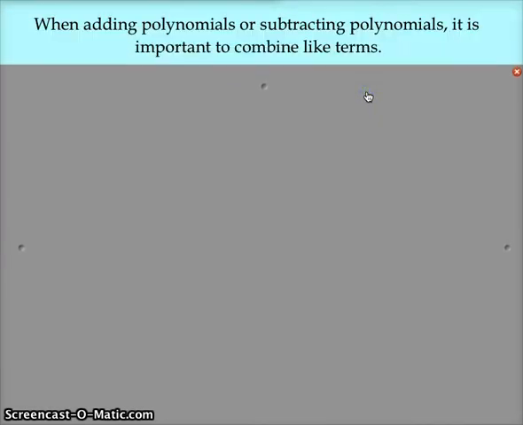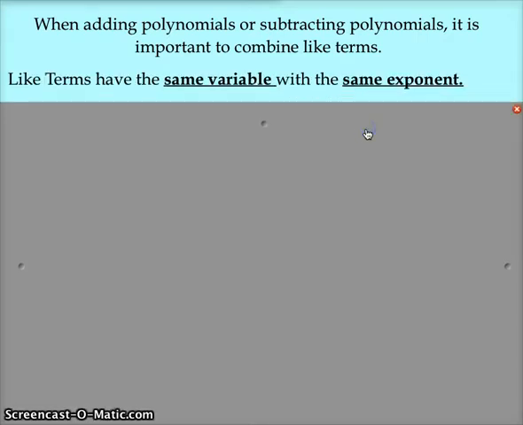Today we will talk about adding and subtracting polynomials. There are a few tips to keep in mind when doing so. When adding or subtracting polynomials, it's important to combine like terms. Remember, like terms have to have exactly the same variable with exactly the same exponent. For example, x and x squared are not considered like terms because they're not raised to the same power.